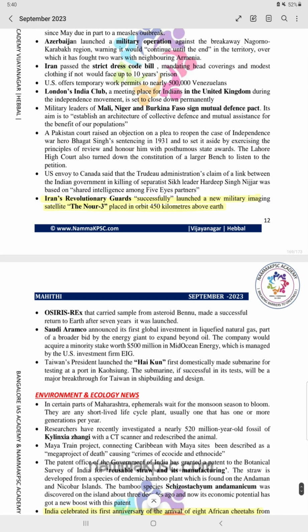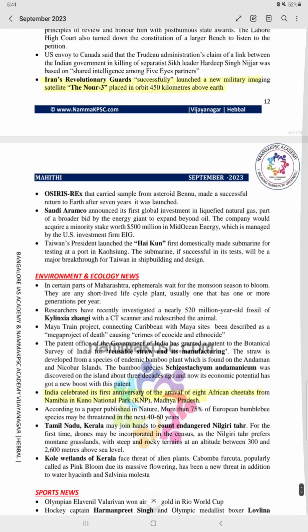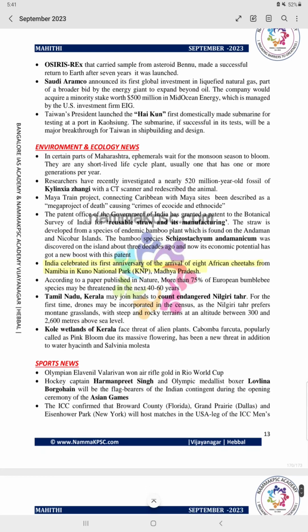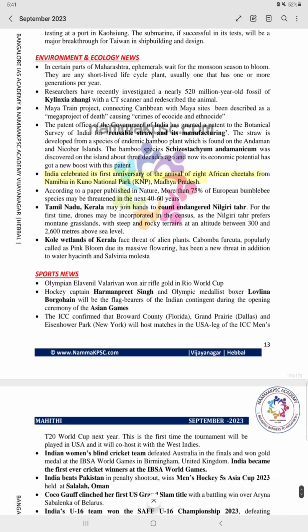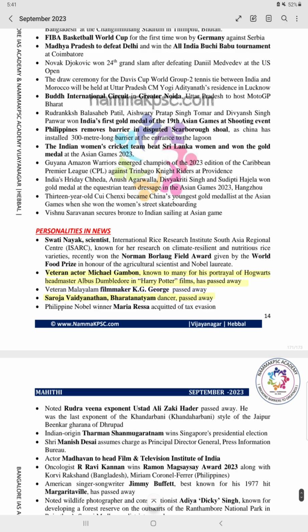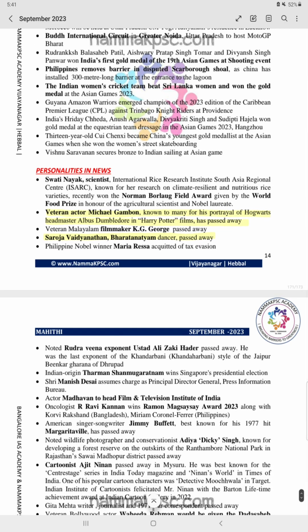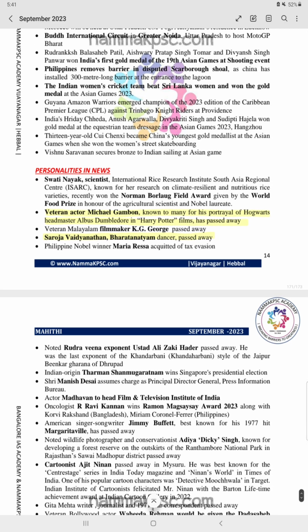The Noor 3. Noor 3 is Iran's Revolutionary Guard satellite. They have placed this satellite 450 kilometers above the Earth. This is basically a military imaging satellite. What is the name of this? Noor 3 of Iran. Then we have nothing more important. Veteran actor Michael Gambon, who had played the role of Dumbledore in Harry Potter, has passed away recently.